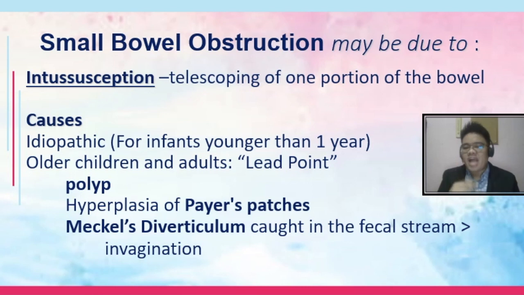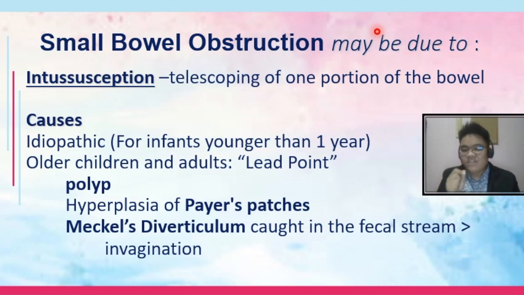This may be caused by hyperplasia of your Peyer's patches. Your Peyer's patches are actually masses of lymphatic tissues. So if there is enlargement of your Peyer's patches, it may become the lead point. And then it may be caused by your Meckel diverticulum. Your Meckel diverticulum is a bulge in the lower part of the small intestine. This is usually congenital. And if your Meckel diverticulum is caught in the fecal stream, it may result to invagination.